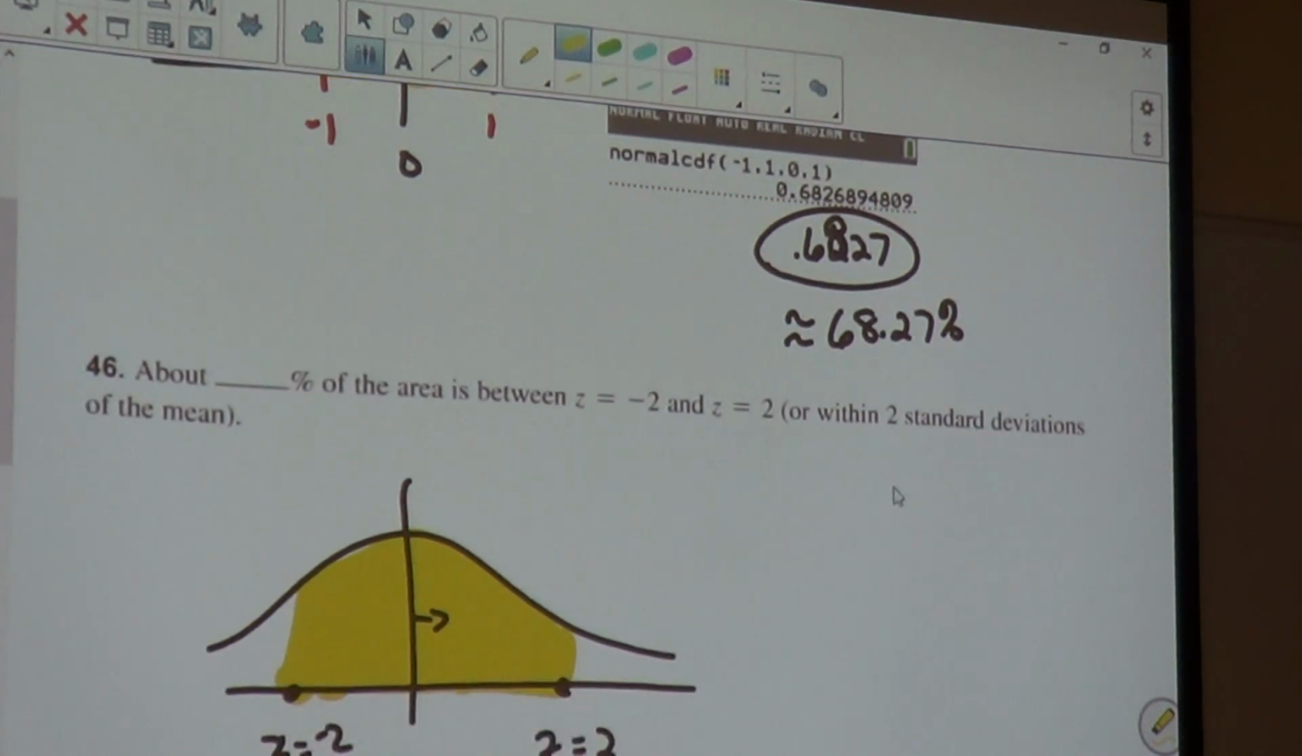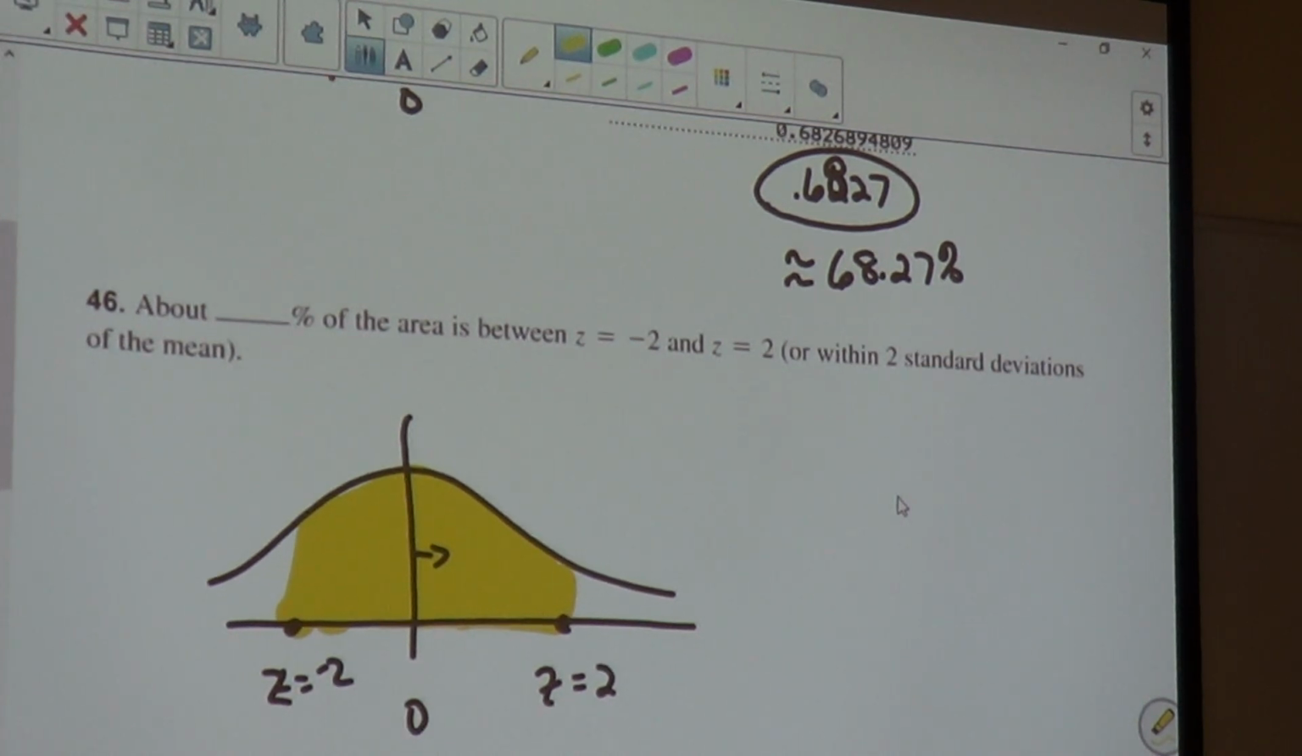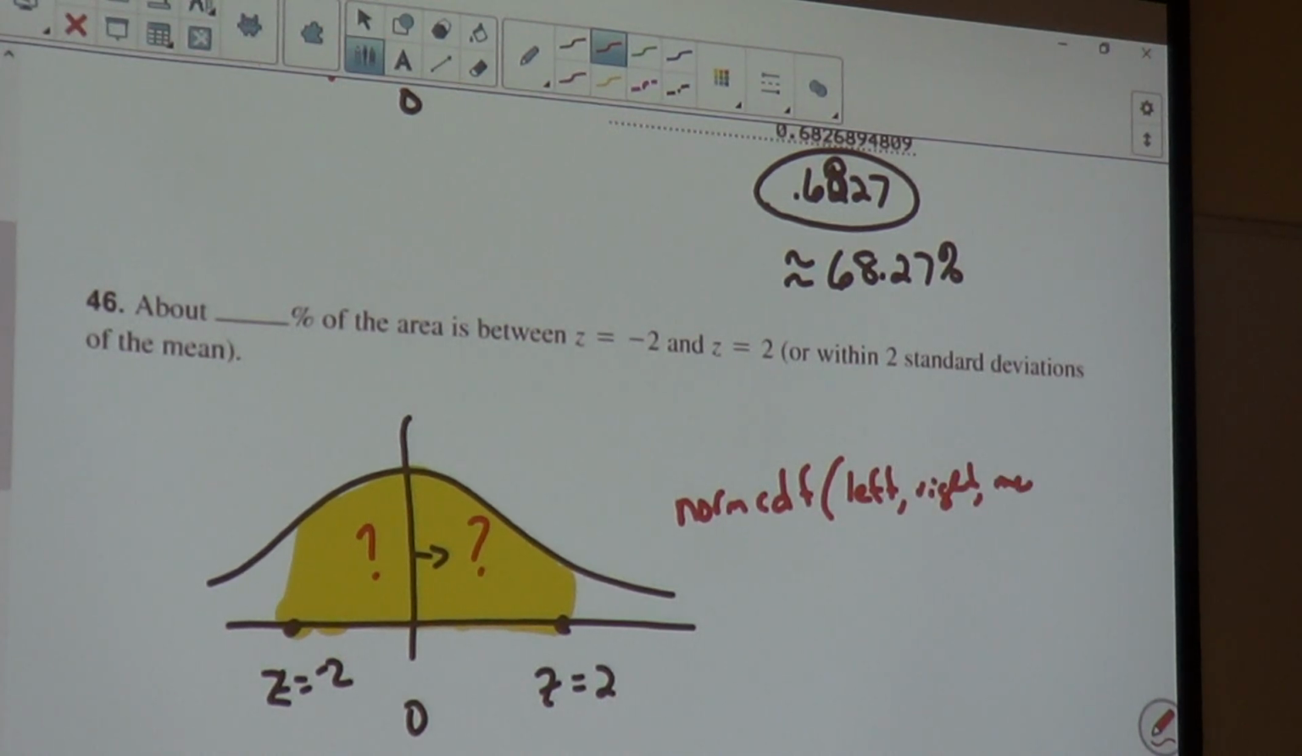So what do we think this answer is going to be? Around 95. But because we're finding the guts, we know that it's a normal CDF. So we're going to do left, comma, right, comma, mean, comma, standard deviation. What is my left?